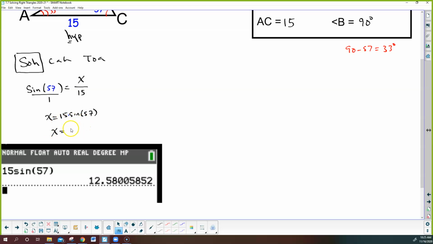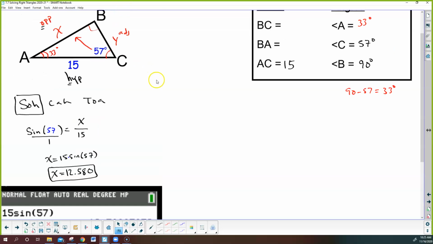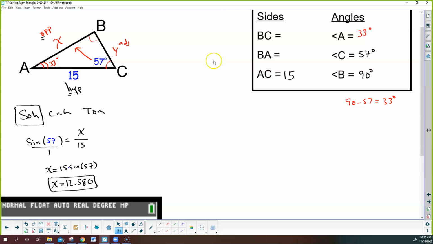Great question. Somebody just asked, what if we used the other angle? And I'll show you that in 1 second here. First, just round this answer to the third decimal. The 0 makes it stay as a 0, so 12.580. So what if we used angle A instead?